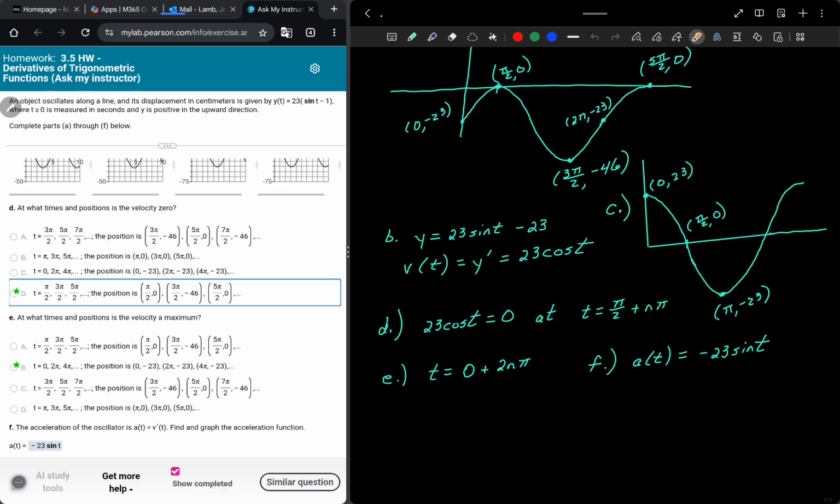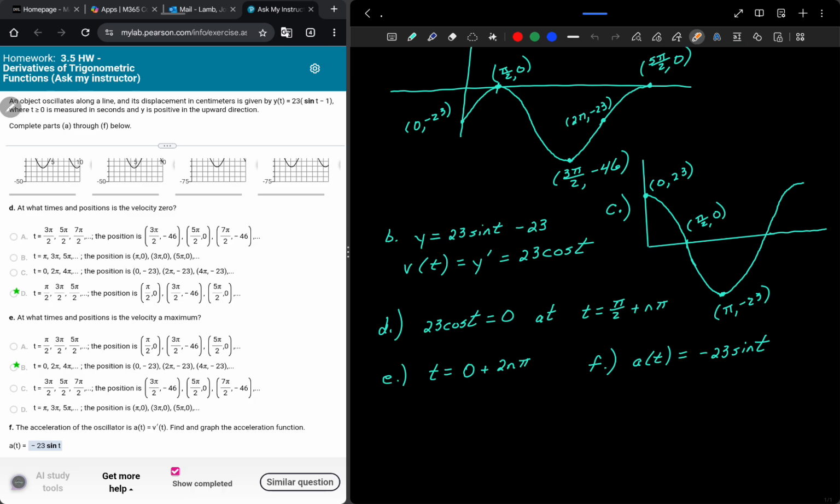At what times and positions is the velocity a maximum? Well, the velocity is a maximum whenever your first derivative is at a maximum. Your first derivative is at a maximum here at the beginning. You can see at 0.23, the maximum velocity of this function is going to be 23. So you could say, okay, it's at its maximum there, and it's not going to attain that maximum again until the cycle completes at another 2 pi radians. And then that maximum would occur again when the cycle completes at yet another 2 pi radians.